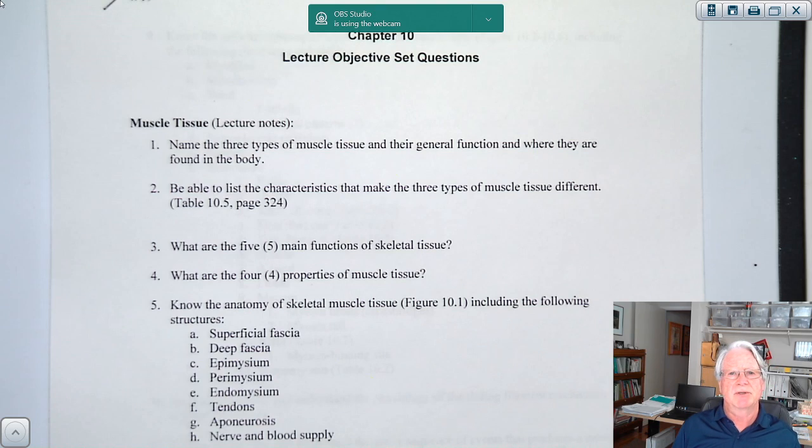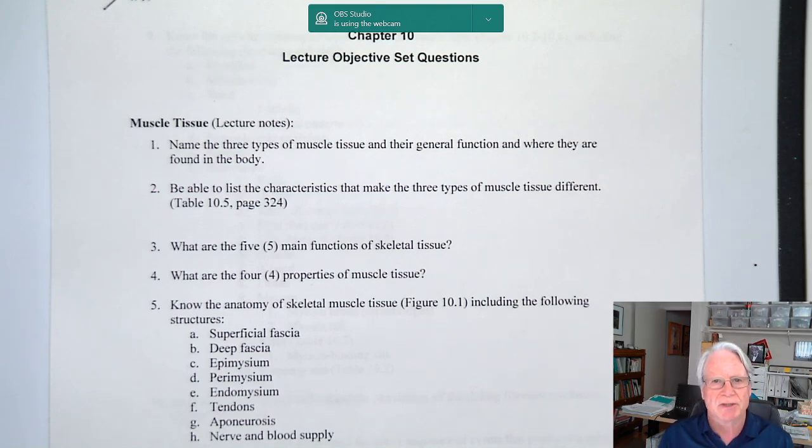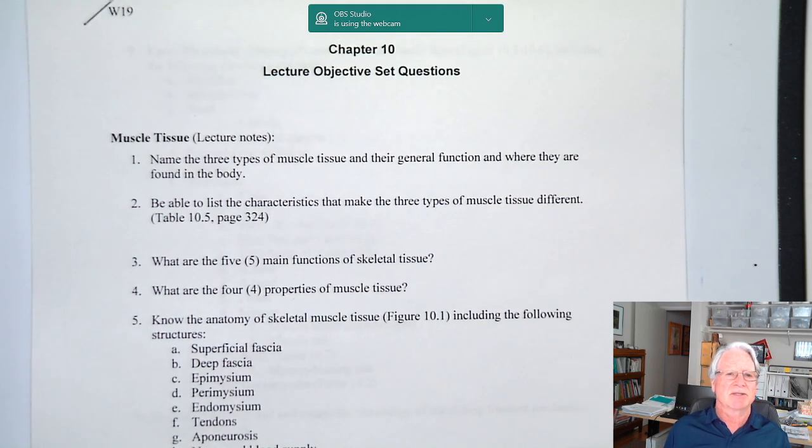Hello, and welcome to the last set of lectures for this class. This will be Chapter 10, and we'll be taking a look at muscle tissue, and in particular, we're going to focus on skeletal muscle tissue.